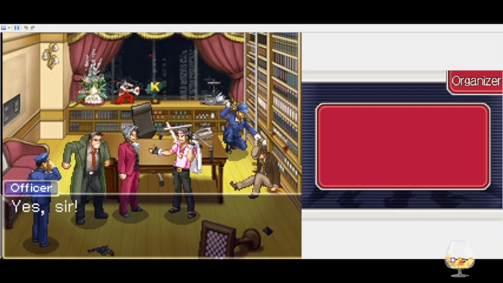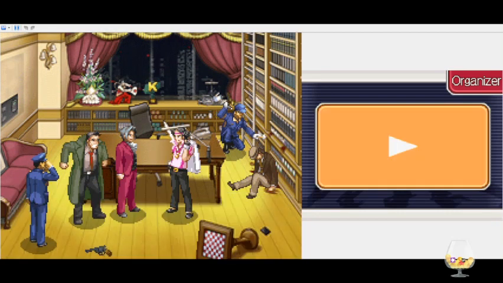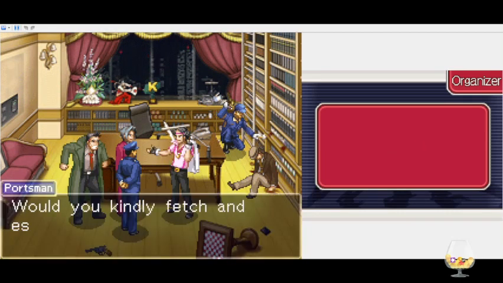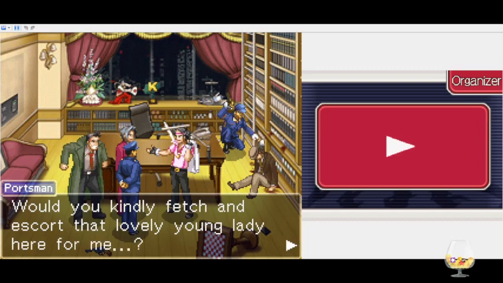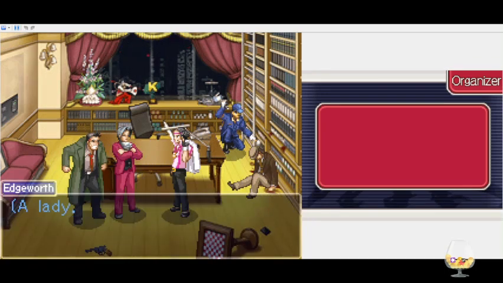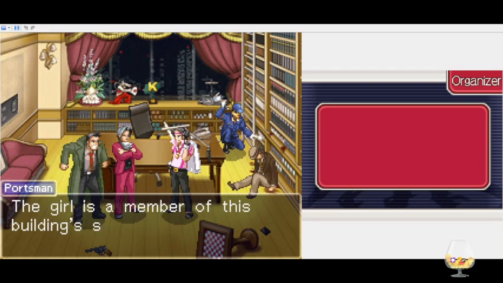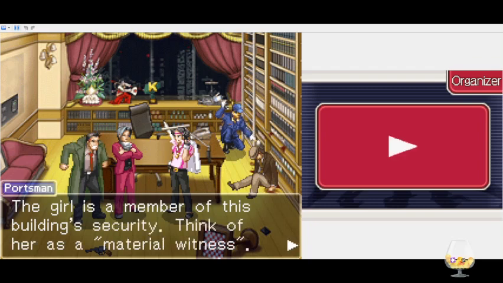Hey, you there. Yes, sir? What is it, sir? Would you so kindly fetch and escort that lovely young lady here for me? If someone else does have a key, how does he know this? A lady? The girl is a member of this building's security. Think of her as a material witness.